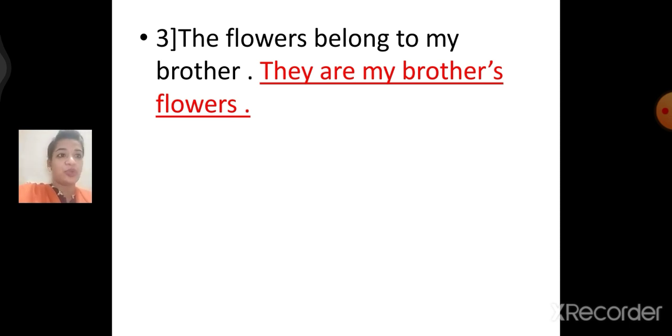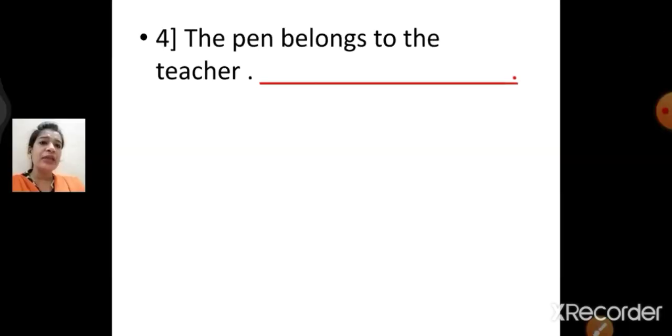Now we'll jump on the fourth one. The pen belongs to the teacher. I'll repeat. The pen belongs to the teacher. It is the teacher's pen. You are using apostrophe, right? If you will not write apostrophe, it will go wrong. It is the teacher's pen.